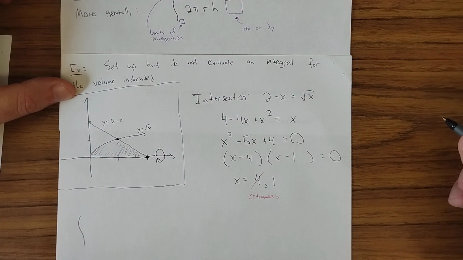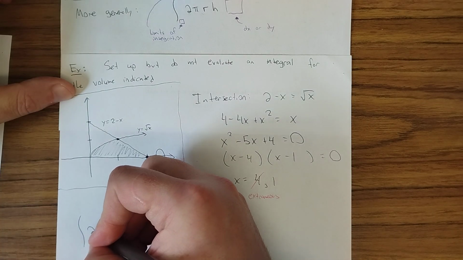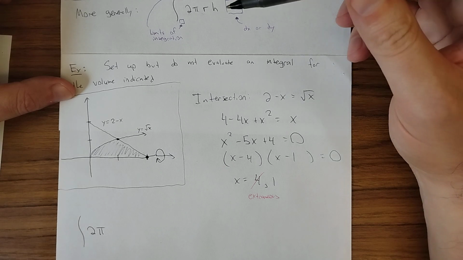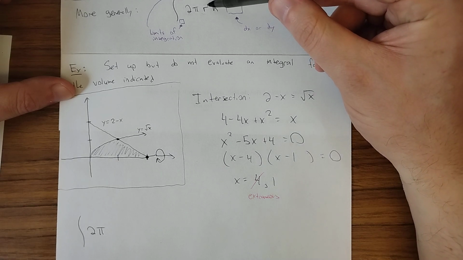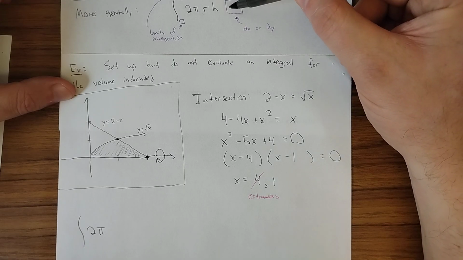Let me write an integral sign. That's a good start. There's going to be a 2 pi involved. I could write that on the outside. Maybe I should have, but it's too late. Okay, now we have to think. Maybe let me fill in this box. So is this a dx or is it a dy?